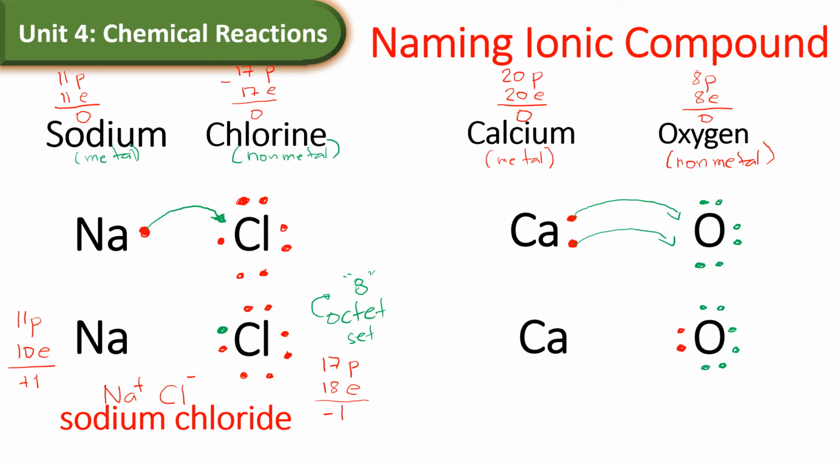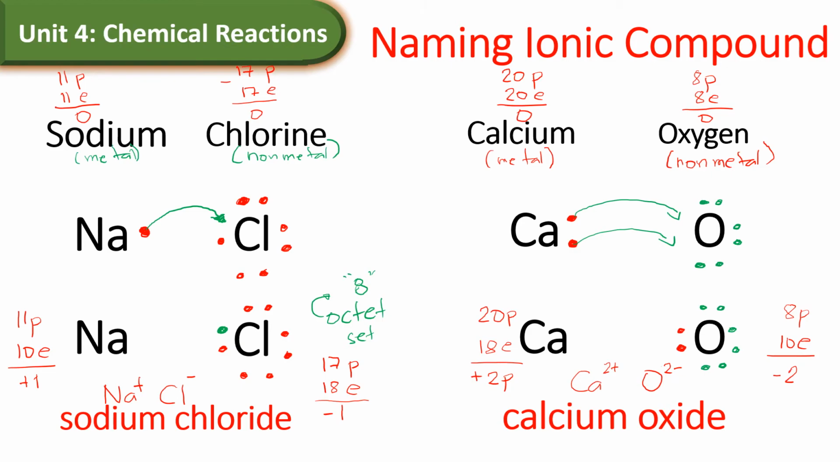Okay, so what will be the charge of your calcium now? Calcium has 20 protons, right? However, calcium gave its electrons to oxygen, so you will have now 18 electrons. So 20 minus 18, you have positive 2. And your oxygen now, 8 protons. However, it receives 2 electrons from calcium. It will become 10 electrons. So this will become minus 2. Therefore, the charge of your calcium will be 2 positive and oxygen will be 2 negative. So its name now is calcium oxide.